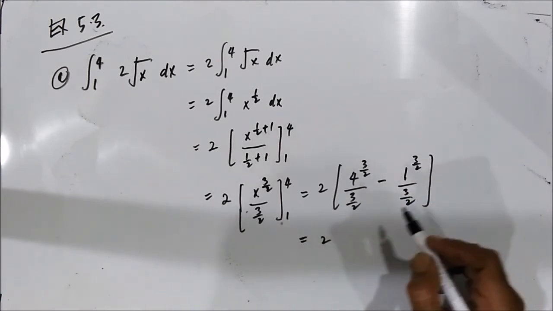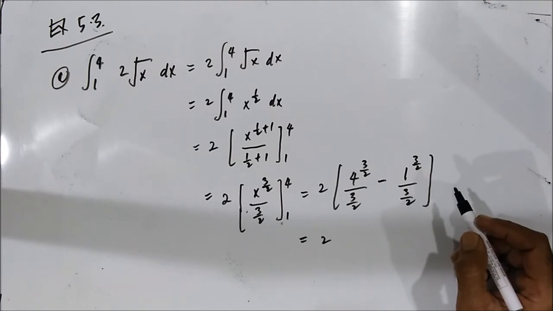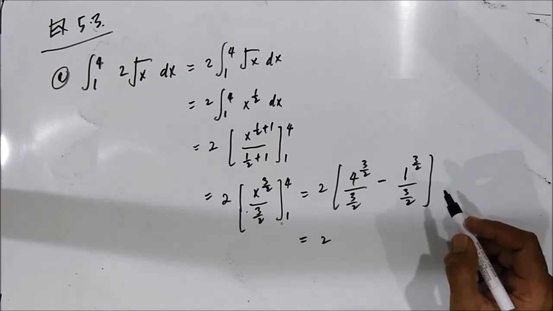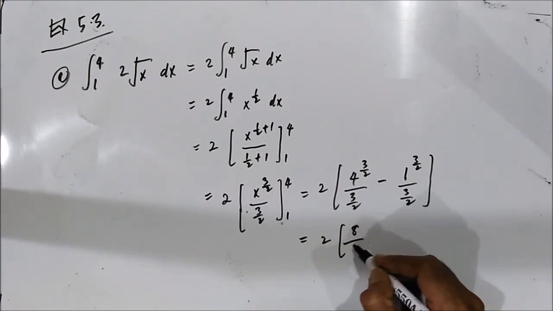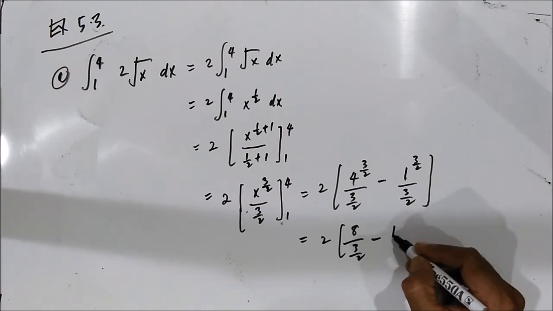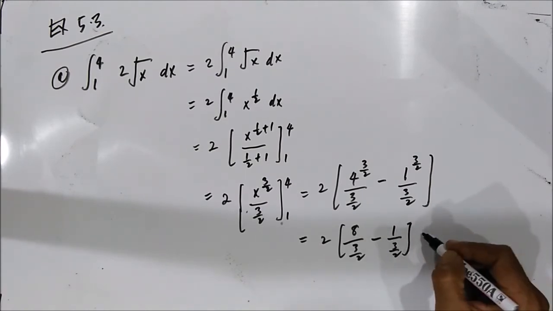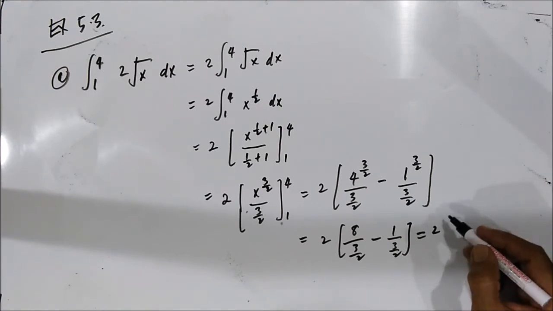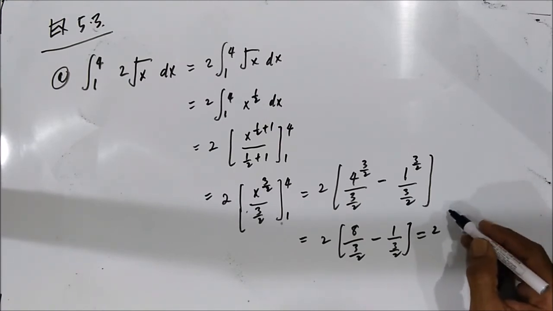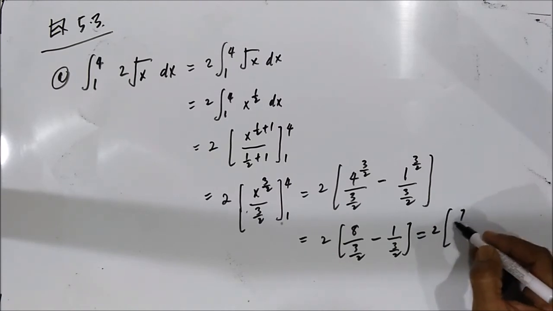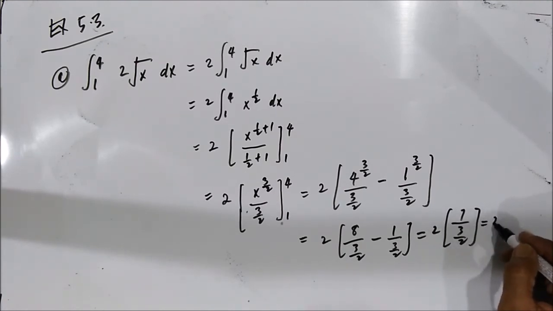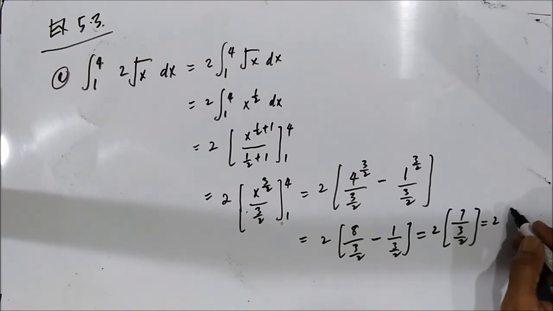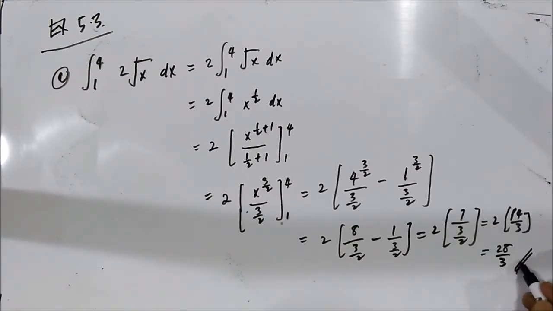So this is equal to 4 raised to 3 over 2 is equal to 8. 8 over 3 over 2 minus 1 over 3 over 2. So equal to 2 multiplied by 7 over 3 over 2. Okay. So 7 over 3 over 2 is equal to 2 multiplied by 14 over 3, which is 28 over 3.